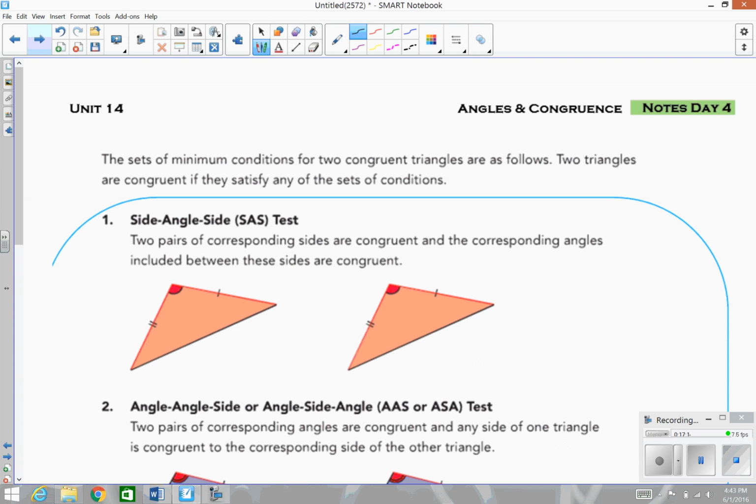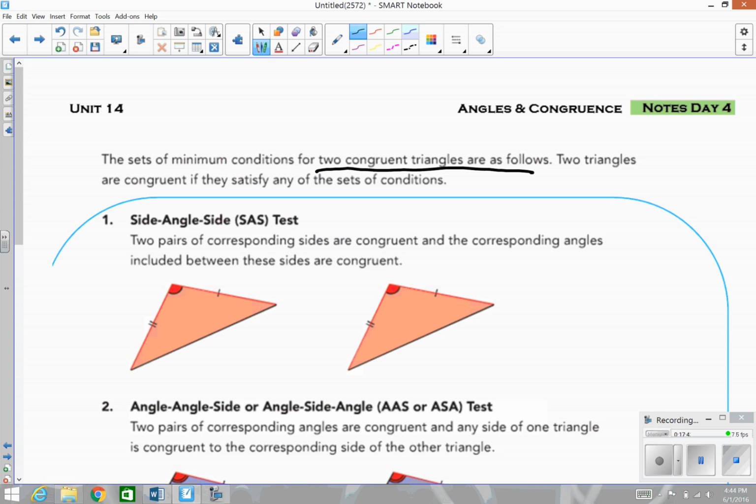Lastly, are what we call proofs. And you'll get into this way more in 10th grade, but this is just a little taste. It says the sets of minimum conditions for two congruent triangles are as follows. Two triangles are congruent if they satisfy any of these different sets of conditions. And if they don't, then we would say they're not congruent.